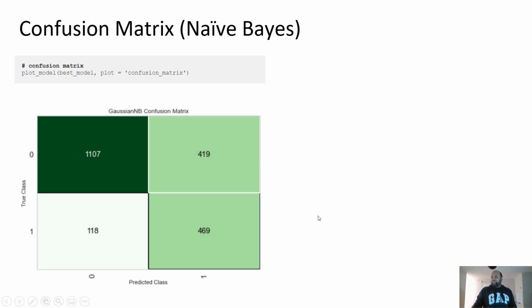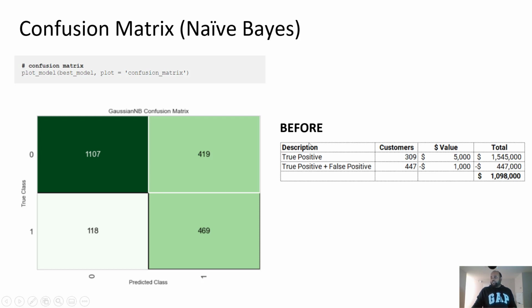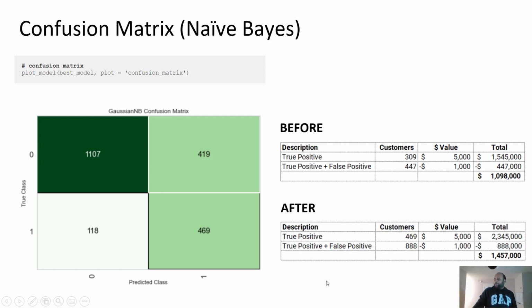This is the new confusion matrix. Obviously, when you sum this, the numbers are still 2,000, but the proportion between true positive, false positive, and false negative has changed. So this was before 1.1 million, and this is after. Using naive Bayes, we are now making approximately 1.45 million over 2,000 customers.